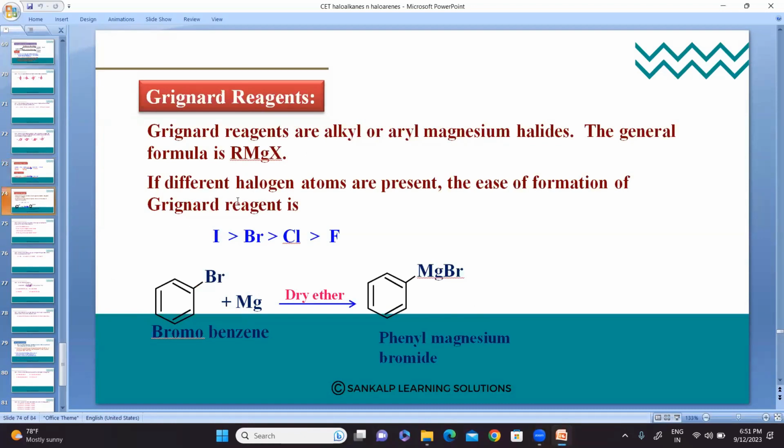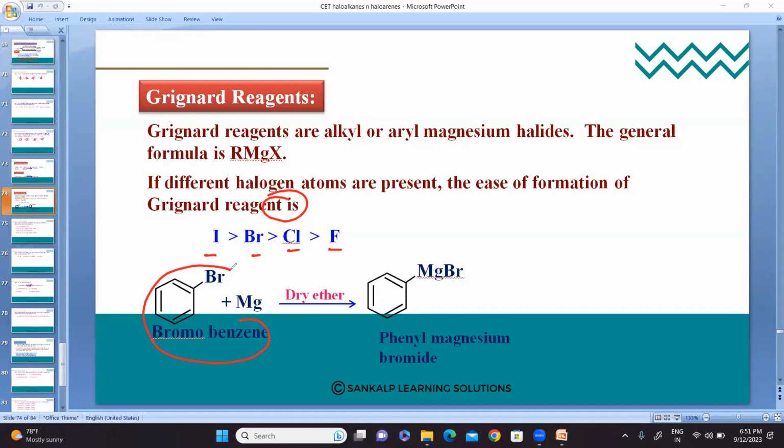What is Grignard reagent? Grignard reagents are called alkyl or aryl magnesium halides. Their general formula is given as RMgX. If different halogen atoms are present, then the ease of formation of Grignard reagent is iodine greater than bromine, then chlorine, then fluorine.